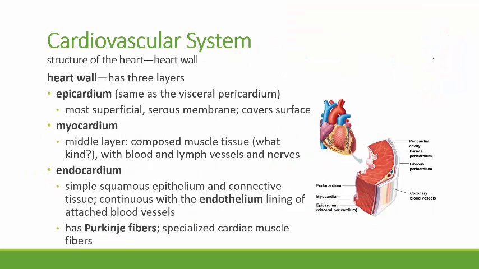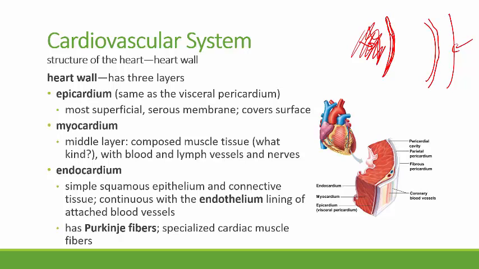Okay, so now if we look at the heart wall itself, so this is a chunk of the heart where here's that pericardial cavity we talked about, and this is the interior of a chamber of the heart. So we've got blood flowing in this area here. Well, the outermost layer would be that visceral pericardium. But when we think about it from the perspective of the wall of the heart, it's referred to as the epicardium. So it's that serous membrane that covers the surface of the heart.